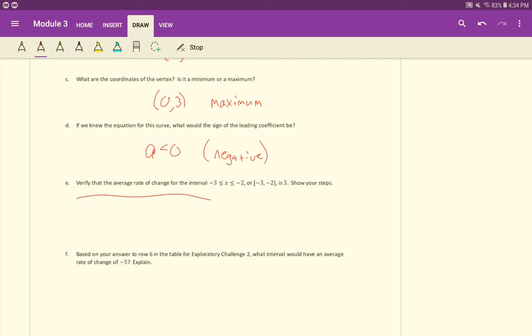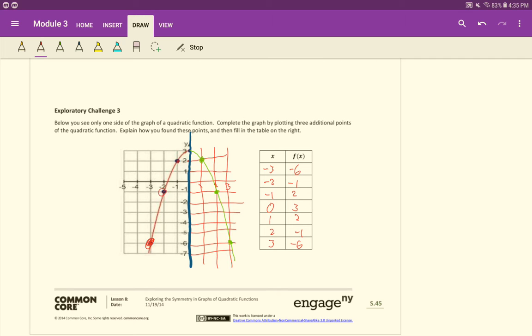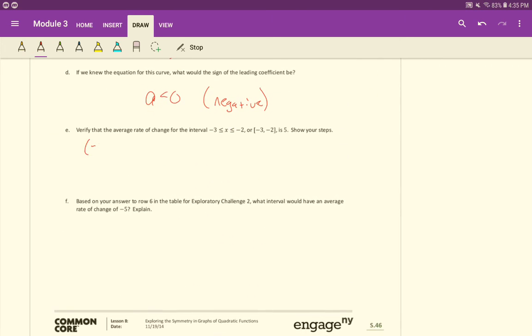Verify the average rate of change for the interval is 5. Show your steps. Okay, so we're going from -3 to -2. So we're going from this point right here to this point right here. Okay, this coordinate is -3, -6, and this coordinate here is -2, -1. Okay, so then slope formula. y2 minus y1 over x2 minus x1. So we get 5 over 1, or just 5.